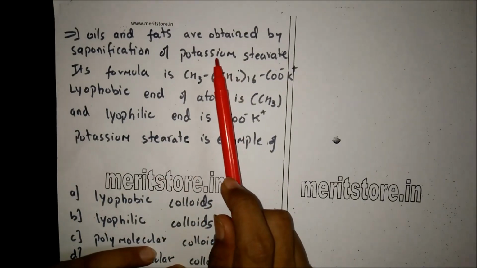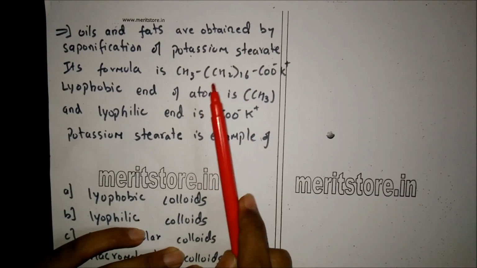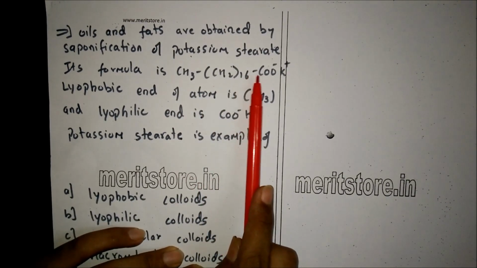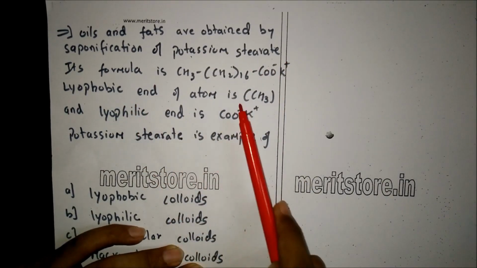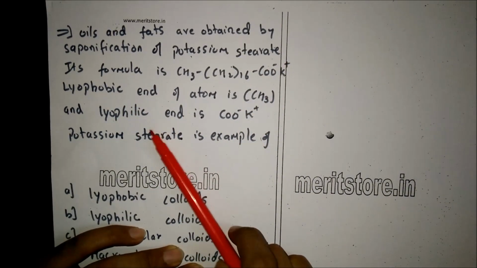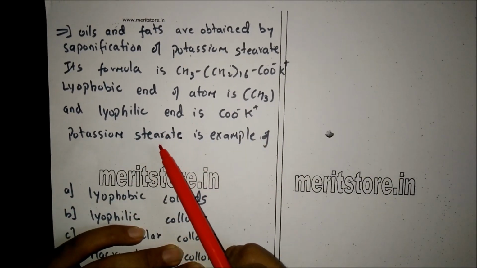Oils and fats are obtained by saponification of potassium stearate. Its formula is CH3(CH2)16COO⁻K⁺. The lyophobic end of the molecule is CH3 and the lyophilic end is COO⁻K⁺. Potassium stearate is an example of which of the following?